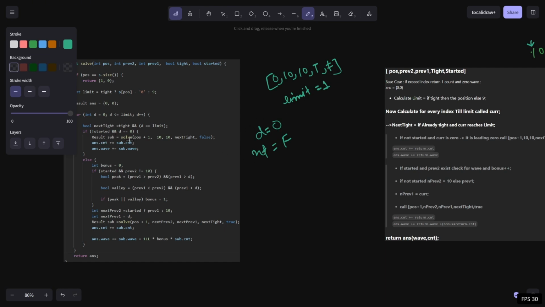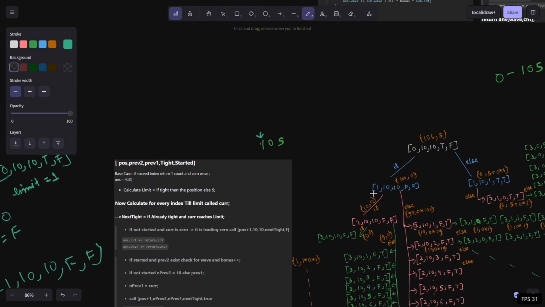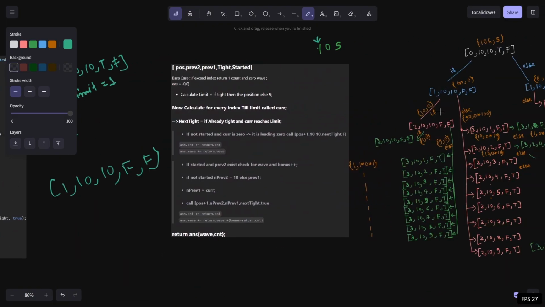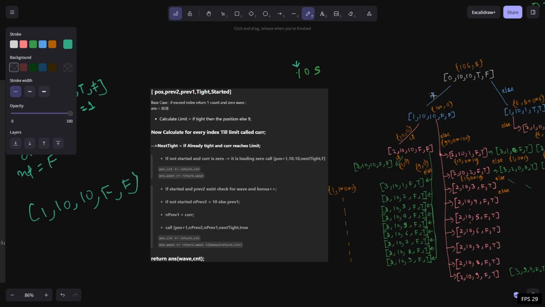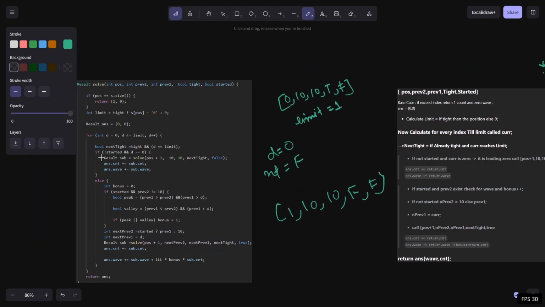So we're going to call solve with position plus 1. So we're going to call 1 10 10 next tight equal to false and false. So we're going to call 1 10 10 false false. So look here, we called 1 10 10 false false. Okay, and I wrote if here because it gets called from the if statement. So we can do the compounding like we did in the if and else statements better while backtracking. Okay, so we called this from the if block.